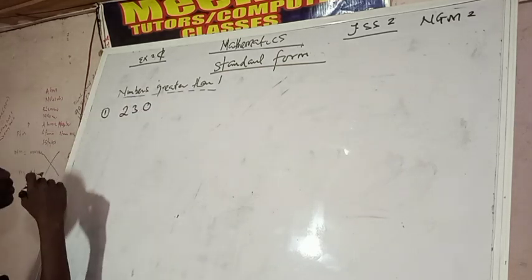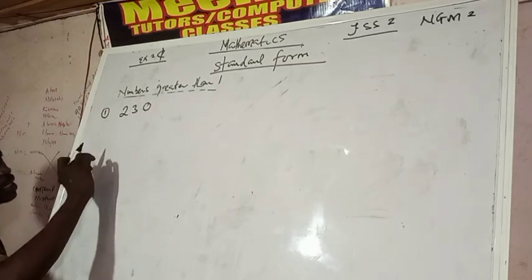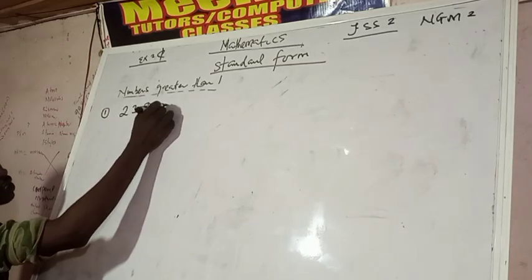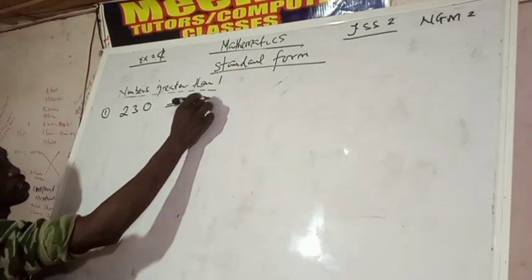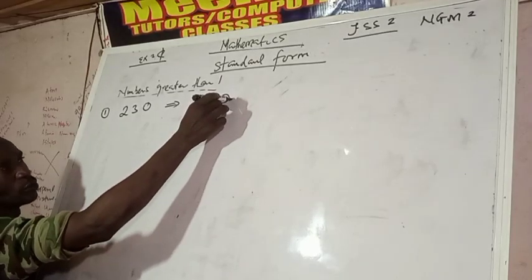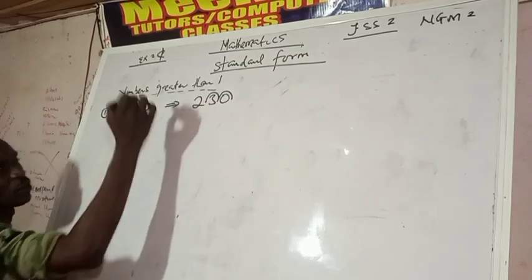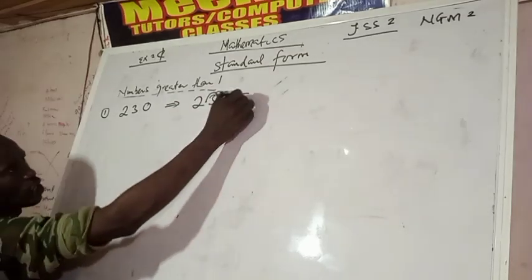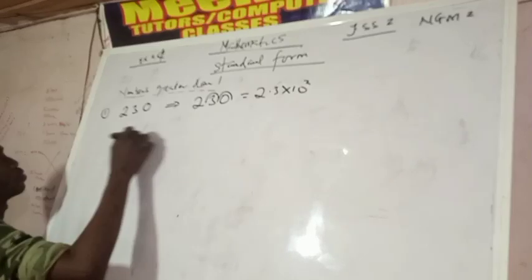First thing we need to know is: is there a decimal here? If there is no decimal here, we will assume there is a decimal. I will say 230, and I will assume the decimal here. We now take it 1, 2. How many digits did it pass before you get to this number? That is 2. So this becomes 2.3 times 10 raised to power 2.